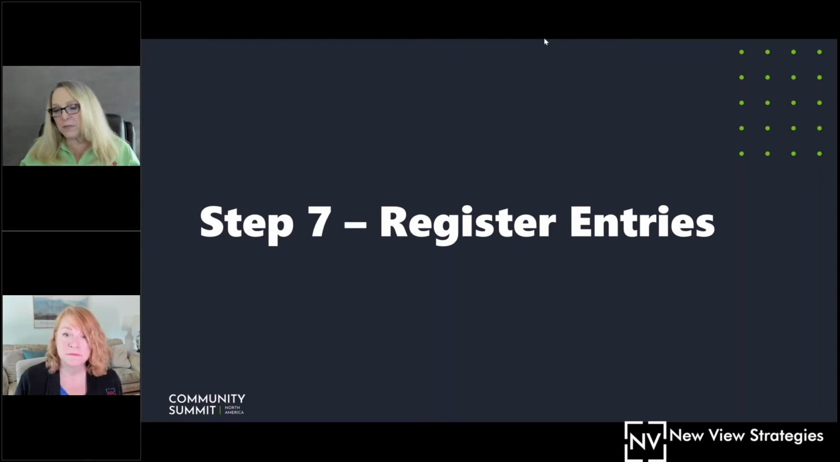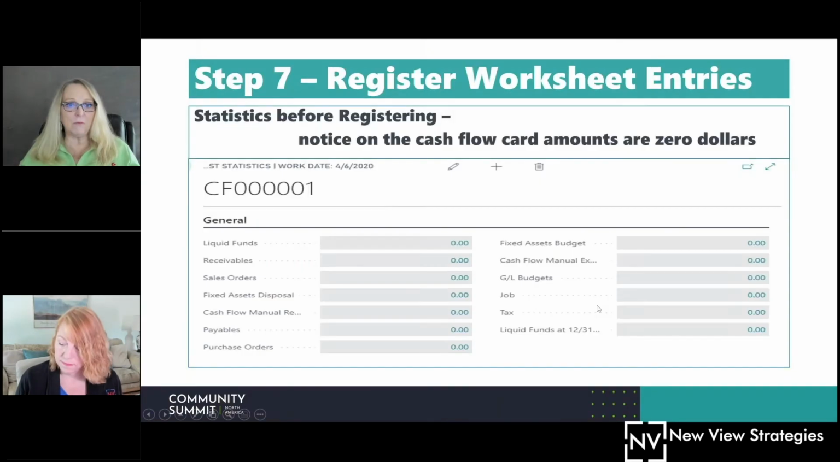So what we do in step 7 is register the entries. So it's really what we're talking about is taking our worksheet, right, and getting that posted into cash flow ledger entries. If you remember way back in the beginning, we talked about the account schedule, and when we pulled them in, it said cash flow entry, right? And so that's what we pull from. We don't pull from the worksheet.